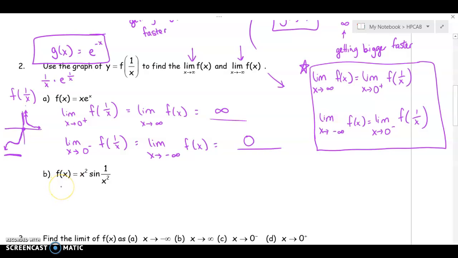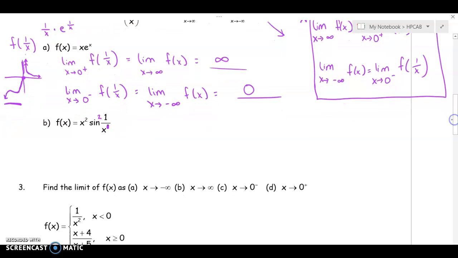For B, there is a typo. We're going to get rid of the squared here. Oh, and the sine should be squared. So it should be x squared sine squared 1 over x. I apologize for the typo. We're going to do this one without looking at the graph, just to show you how you can do it.